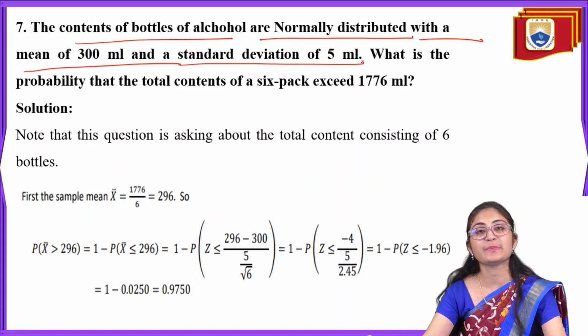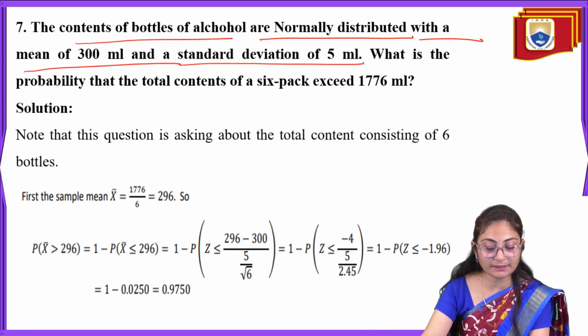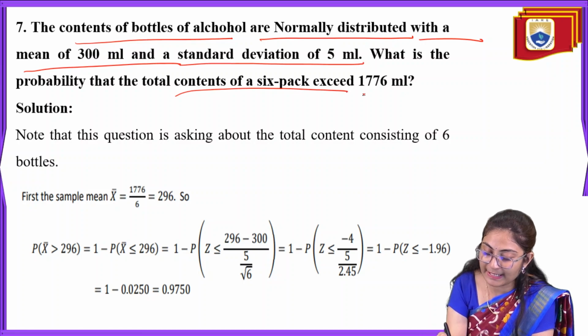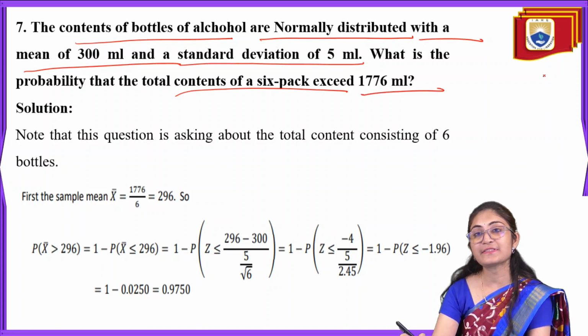Next: the contents of bottles of alcohol are normally distributed with a mean of 300 ml and a standard deviation of 5 ml. What is the probability that the total contents of a 6-pack exceed 1776 ml?